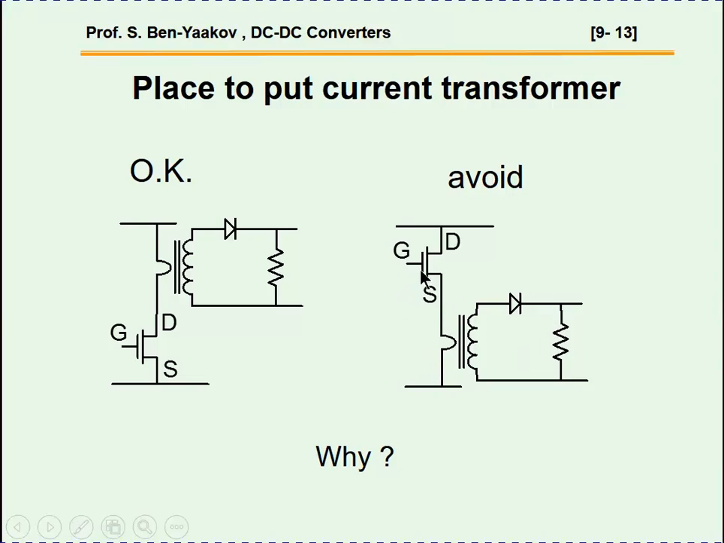The reason is that there is some inductance here. Although it's one turn normally, still this one turn has some inductance to it, and this inductance may affect the rise time and fall time of the transistor current, so the best or better way would be to put the transformer at the drain side.